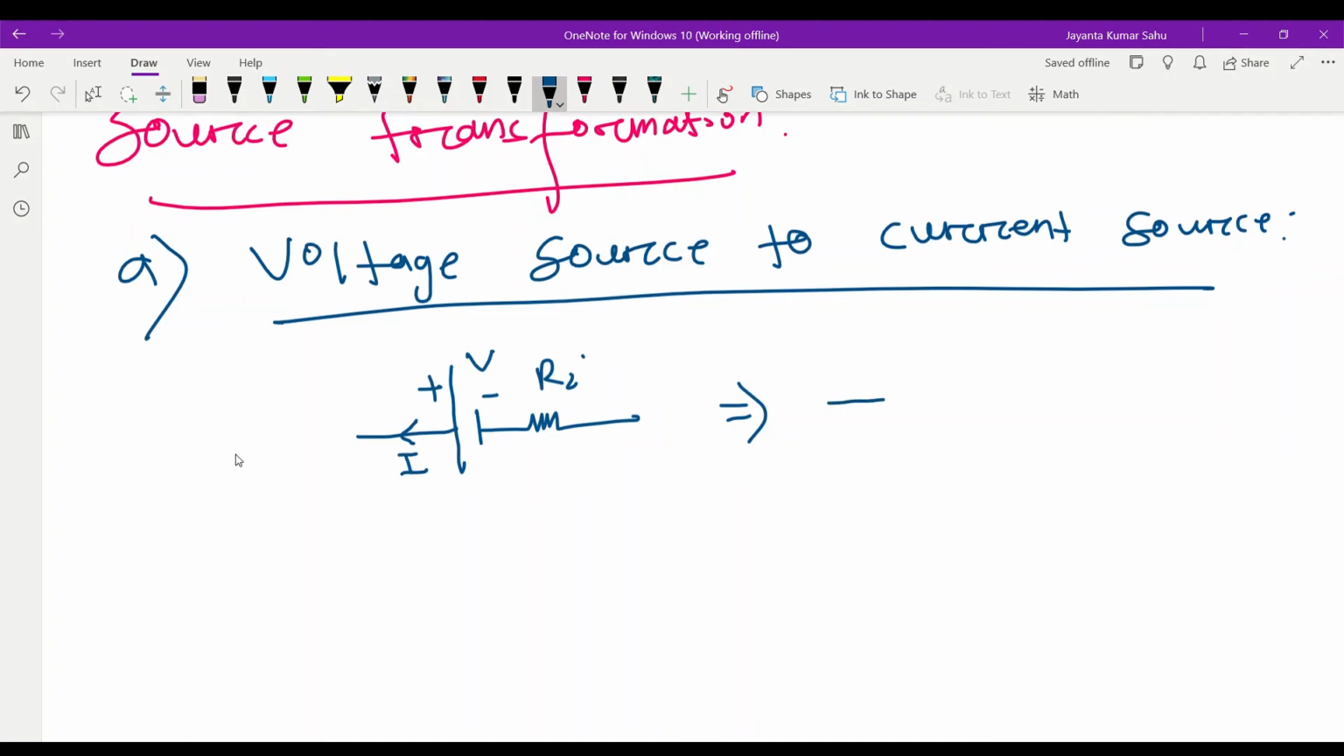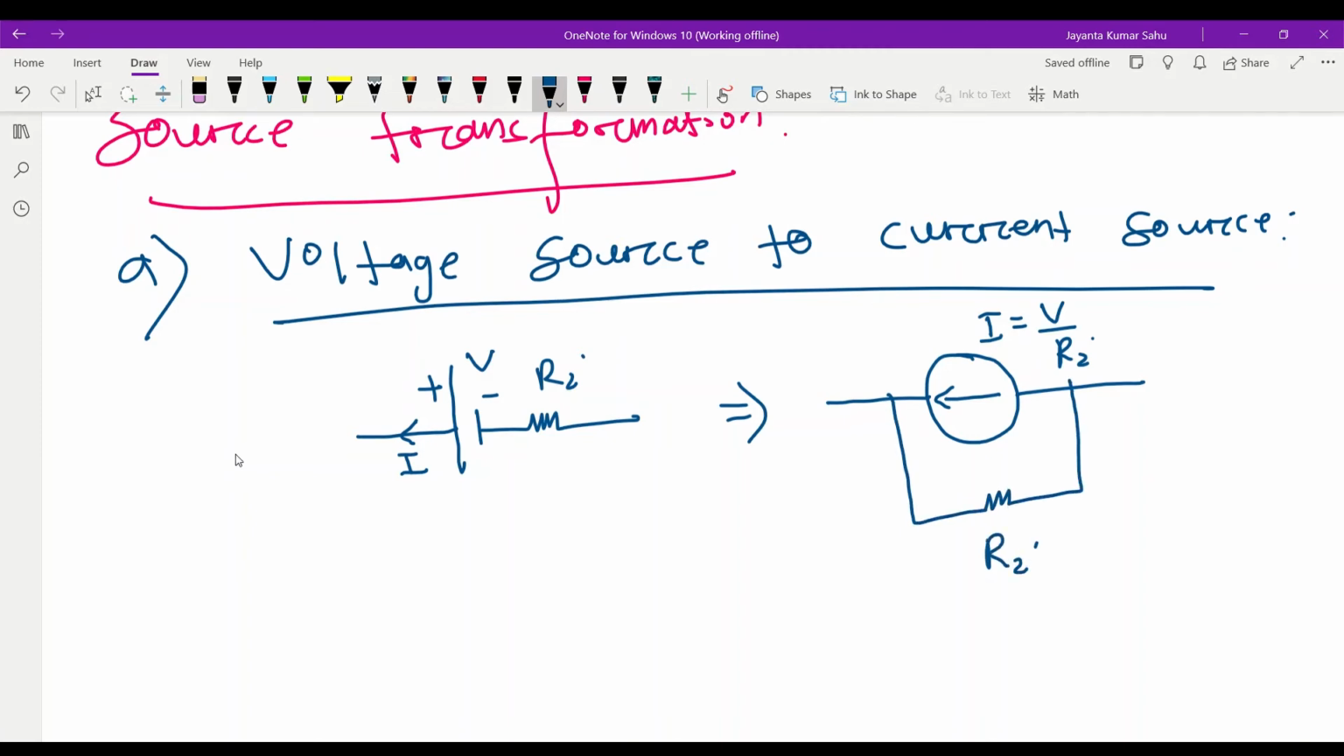How we convert? We draw the line. The direction right to left. What is the current value? I is equal to, according to Ohm's law, V by Ri. Same Ri internal resistance is connected parallel with this current source. That means in this way we will convert voltage source to current source.